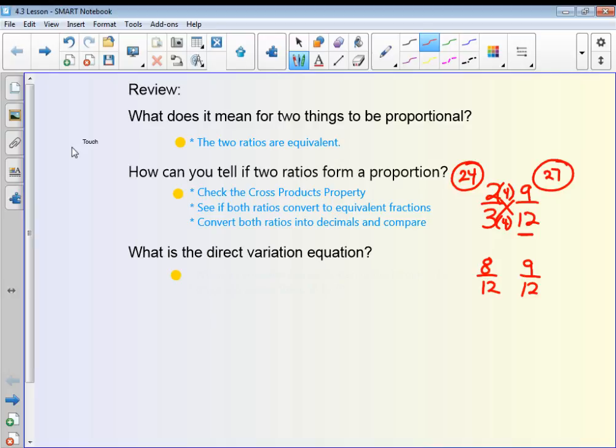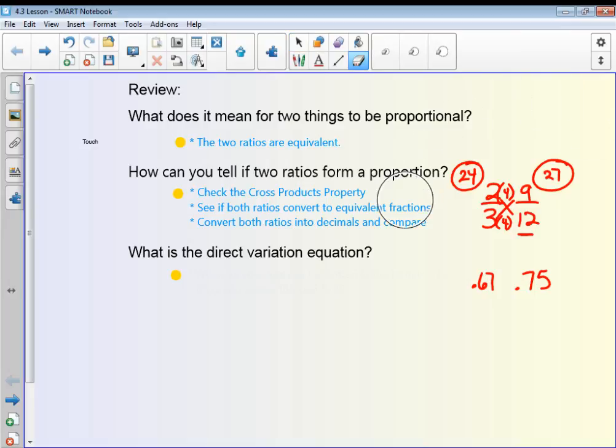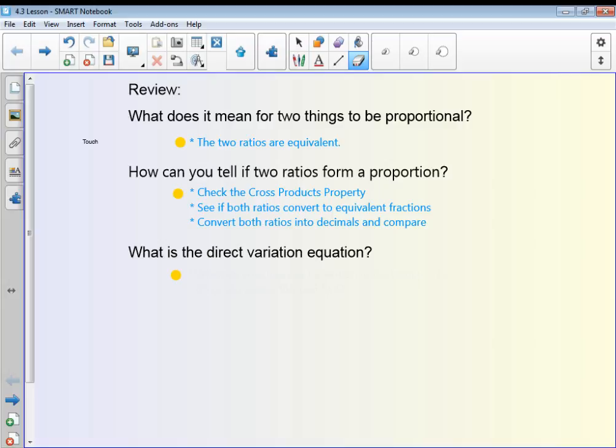The last method is we could take our original fractions of 2/3 and 9/12, and convert them into their decimals. So 2 divided by 3 would give us 0.67, and 9 divided by 12 would give us 0.75. Once again, we notice that the decimals are not equal to each other. So those are the three different methods. Probably the one that we used the most last year was the cross products method. If you get the same answer for both situations, then they would be considered proportional.